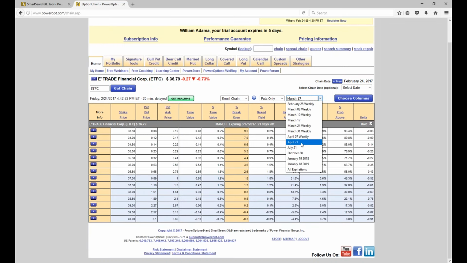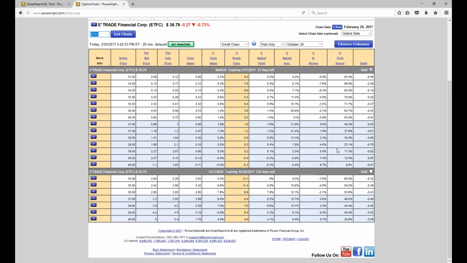And we're going to go to October, which is 238 days out. June's a little bit close. I might go with a June, but it's not quite 150 days. I think it's 146 now. But we'll add June, and then I'm going to add the January 19 as well.